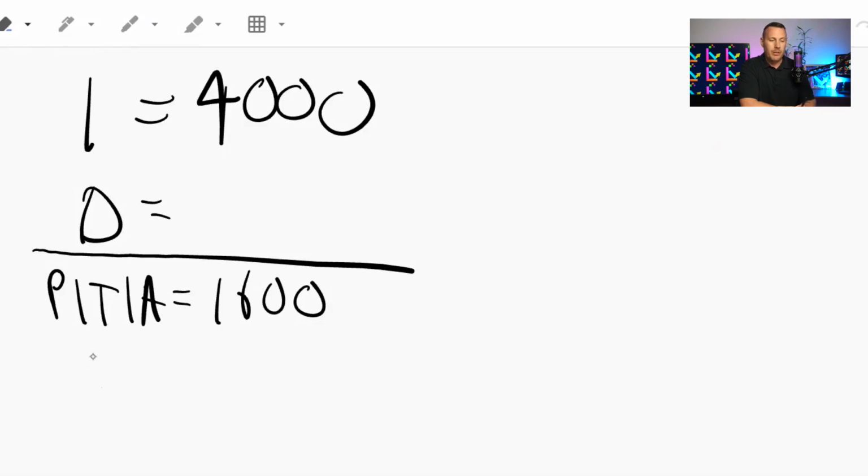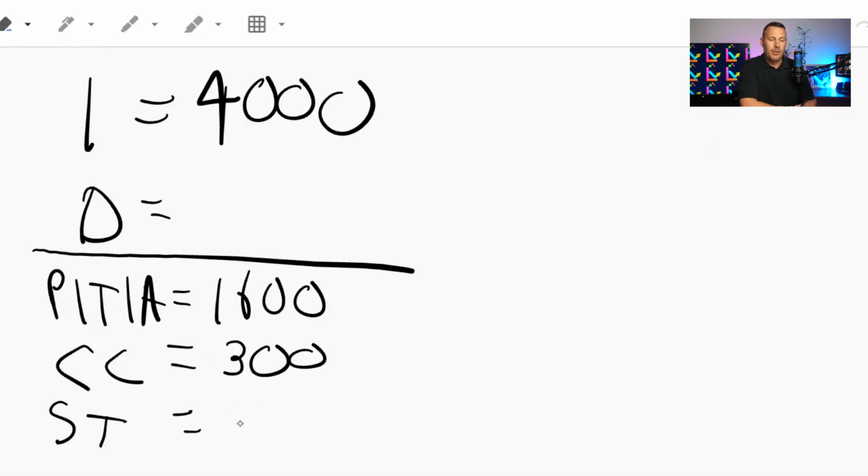Let's say you have a credit card, so I'll put CC here. Let's say your credit card, or all of your credit cards combined, is roughly $300. And let's say that you have student loans, so we'll put ST right here. Let's say your student loans are $100. Now you want to take all these debt payments and add them up. $1,600 plus $300 is $1,900. $100 plus $1,900 is $2,000. Just trying to make a simple example. Now your debt is $2,000.